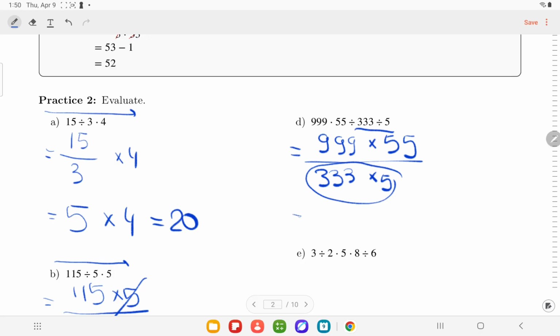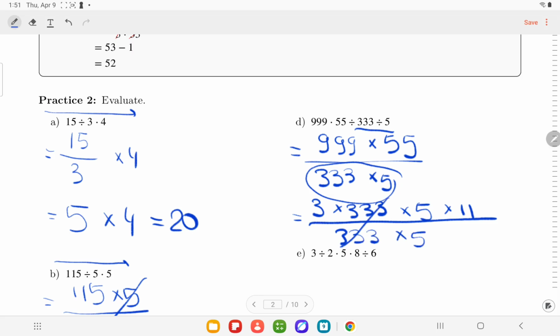So to break down our numerator, we can split 999 into 3 times 333, and 55 is the same as 5 times 11. And so the 333s will cancel, and so will the 5s. And we are left with 3 times 11, which is 33.